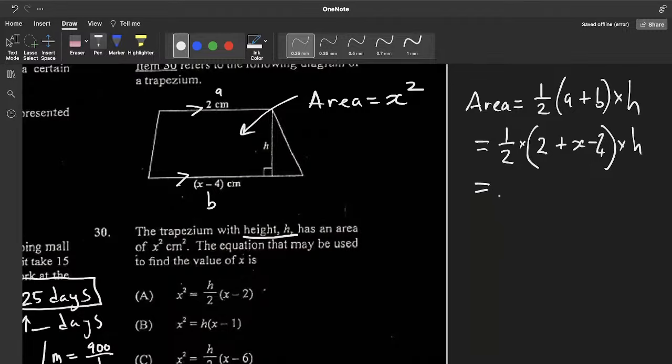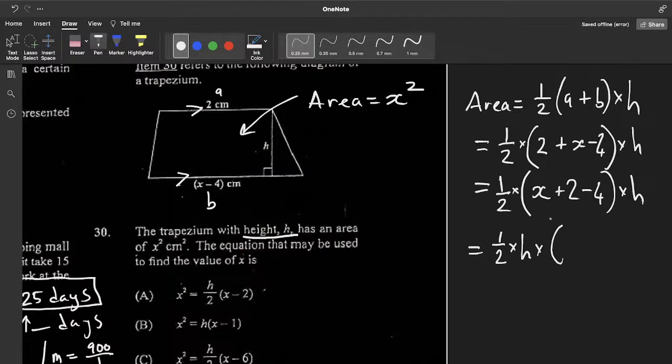So then we have half multiplied by 2 plus x minus 4. So I could have the x here plus 2 minus 4 times h. So at this point, I might as well just bring the h over and multiply by this. So we just have h, just rearranging it, half times h times what's left in this.